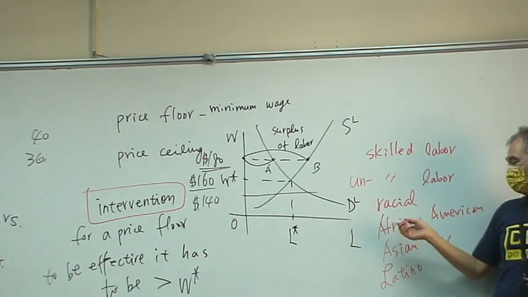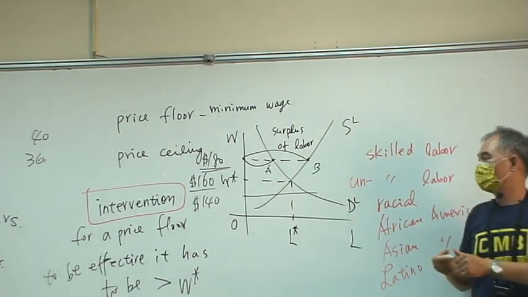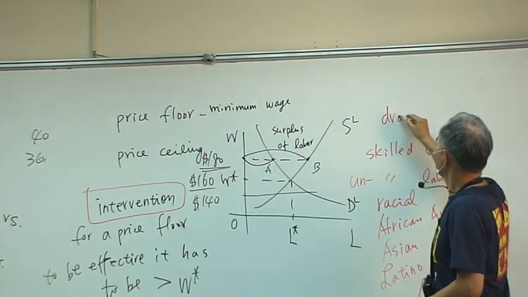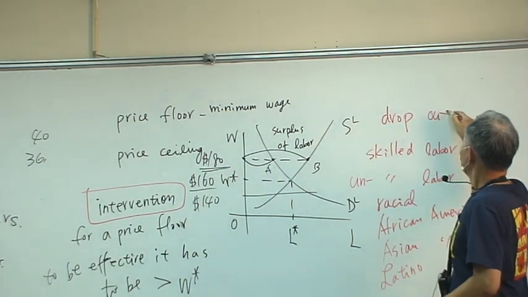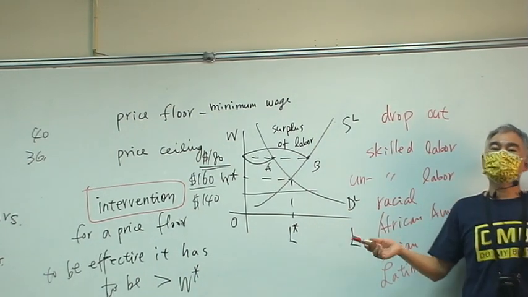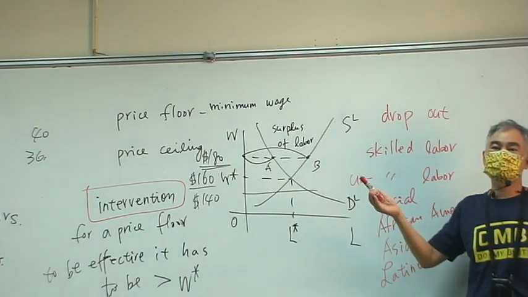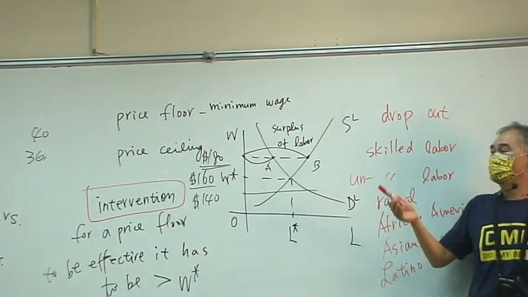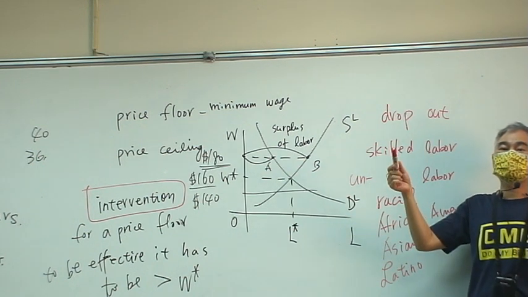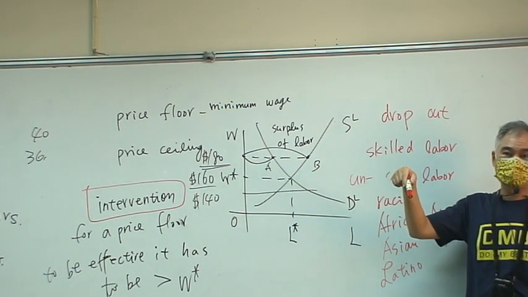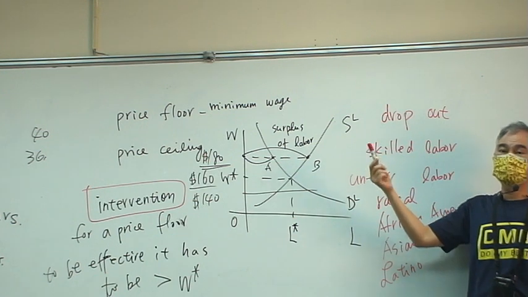And what about African Americans? A lot of people drop out. What's drop out? They cannot finish high school. They cannot get a college degree. So because of that, their productivity is lower, and so they get lower pay.